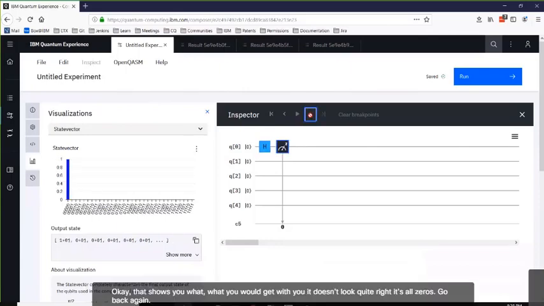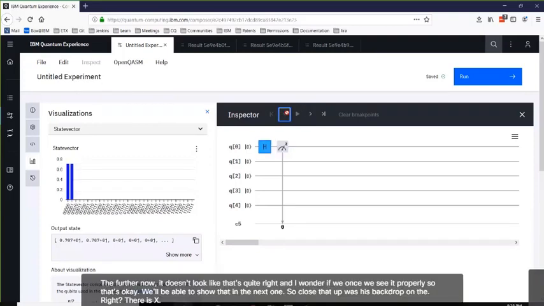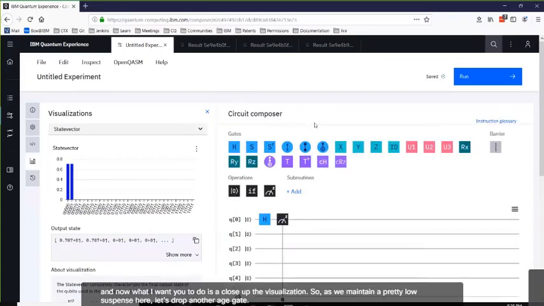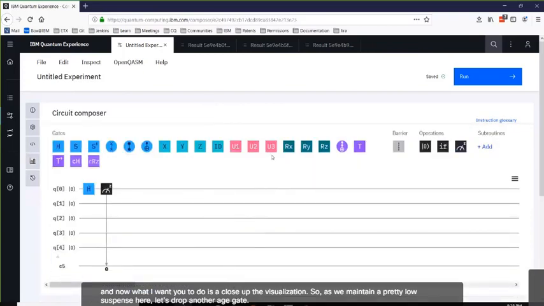Okay, and that shows you what you would get if you, well, it doesn't look quite right. It's all zeros. Go back again. Can you click that further? Now, it doesn't look like that's quite right. I wonder if we saved it properly. That's okay. Maybe we'll be able to show that in the next one. So close that up. Close the inspector up on the right there. There's that X. And now what I want you to do is close up the visualization so we can maintain or create a little suspense here.